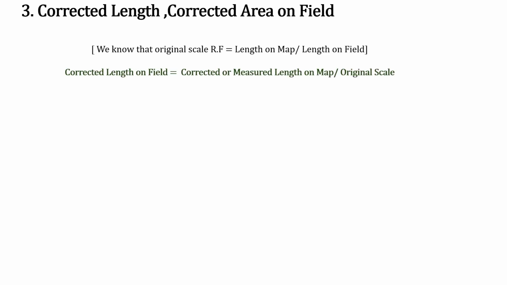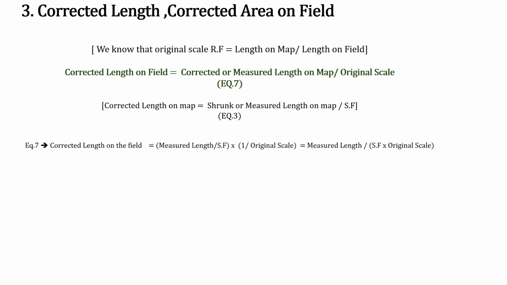Corrected length on the field can be calculated by initially considering the representative fraction, RF. We know that RF is equal to length on the map divided by the length on the field. So we have from the relation, corrected length on field is equal to the corrected or measured length on the map divided by the RF or original scale. We also know that shrinkage factor SF is equal to shrunk length on map divided by corrected or original length on map. Take out the value of corrected length on map and substitute in equation 7.